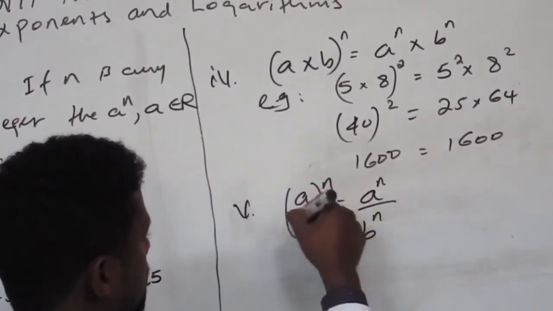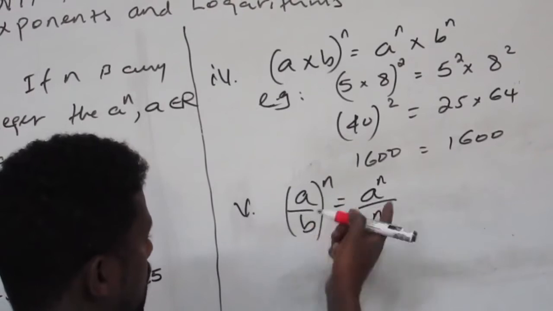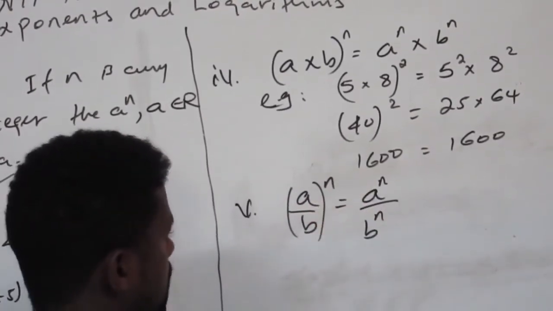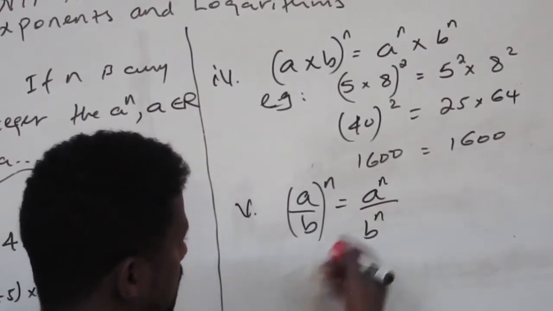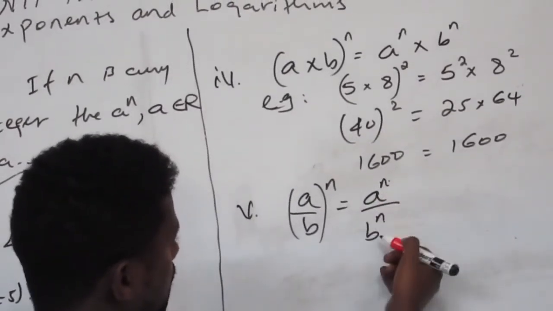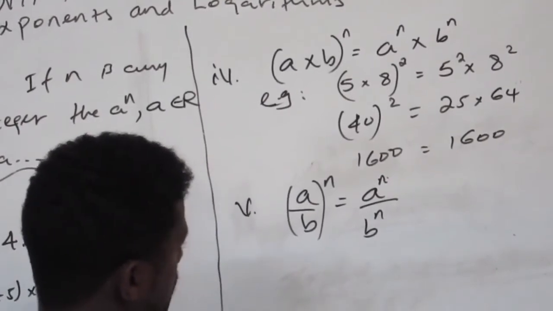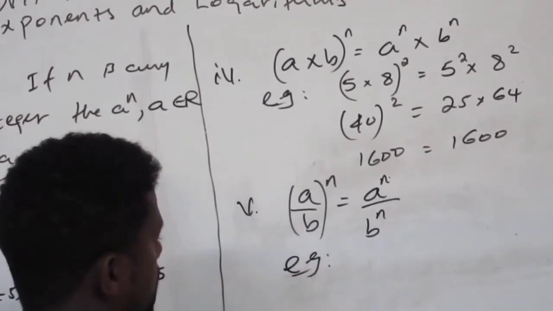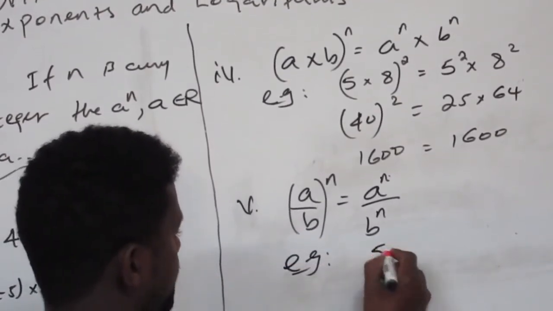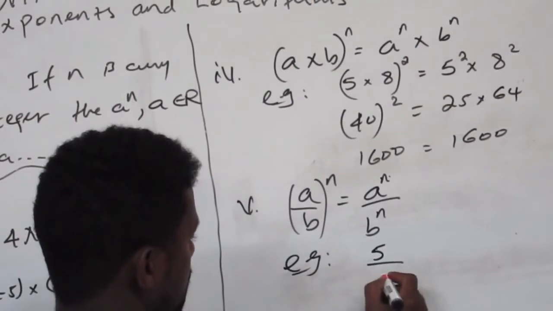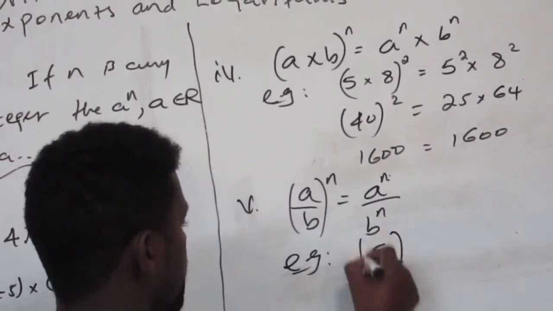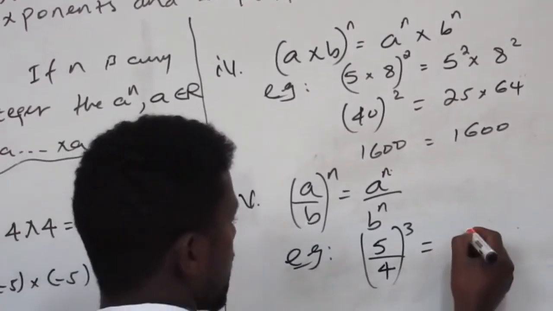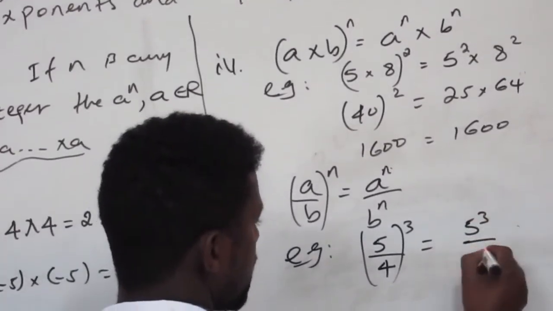The power of a fraction can be written as the exponent of each term. This means we can say a to the power of n divided by b to the power of n. We can take an example with numbers. For example, let's say 5 over 4, the whole to the power of 3, can be written as 5 cubed divided by 4 cubed.